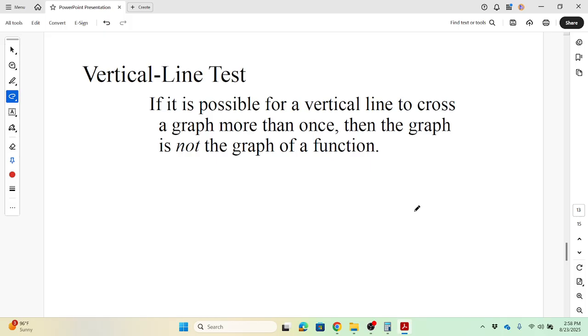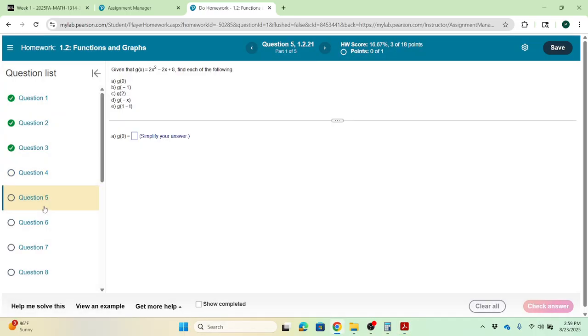Sometimes they give you a function or they give you a graph, and we need to find out whether that's the graph of a function or not. For that, we can use this test that's called vertical line test. If it is possible for a vertical line to cross a graph more than once, then the graph is not a graph of a function. So if you have a given graph, just scan the graph from left to right. If you see a place where a vertical line can cross the graph more than once, then that's not the graph of a function. I'm going to give you an example here.